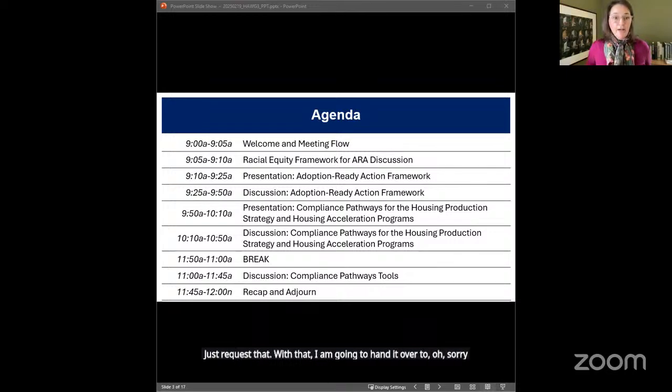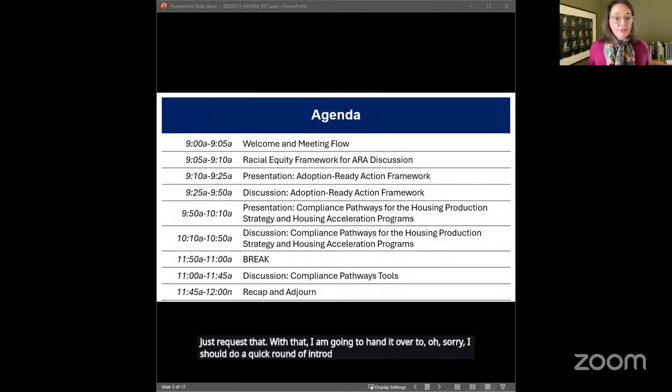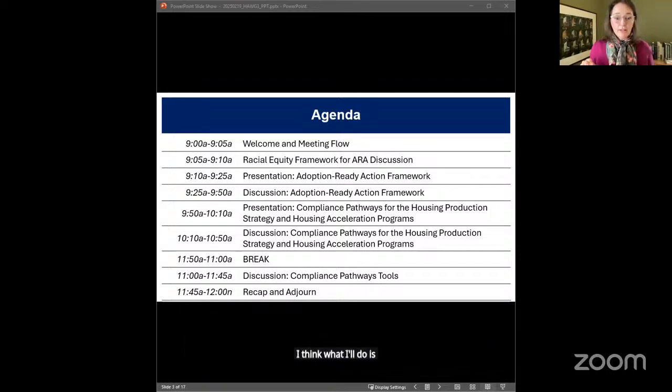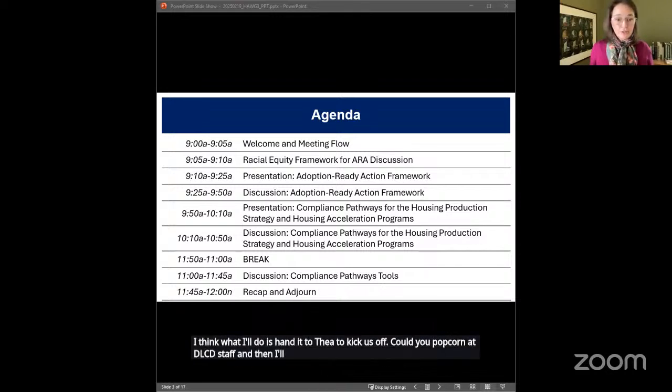With that, I am going to hand it over to, oh, sorry, I should do a quick round of introductions of the staff that are the project team in the room. There's quite a few of us here this morning. I think what I'll do is hand it to Thea to kick us off. Could you popcorn the DLCD staff, and then I'll introduce some of the other consultants in the room, and then we'll get going.